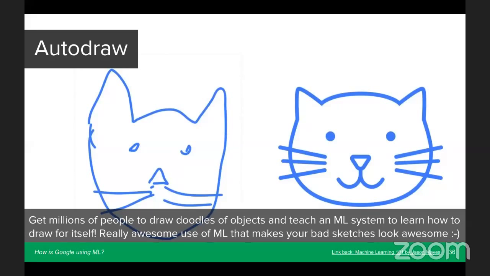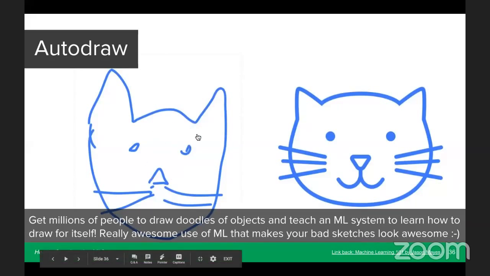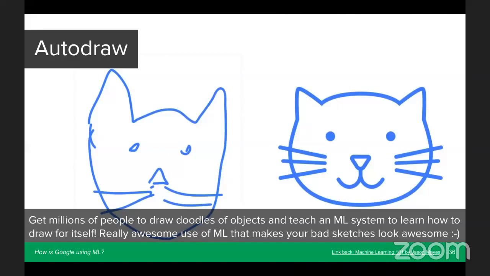Okay, so on the left-hand side here, you can see that this is my attempt at drawing a cat with my touchpad, and it's very, very bad. Now, what's happened here is Google has recognized that I've tried to draw a cat and then replaced it with the perfect clip art. So now even someone like me who is not amazingly creative at drawing can actually produce fine pieces of art.